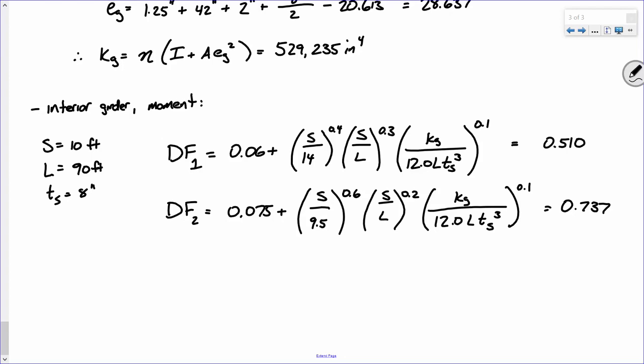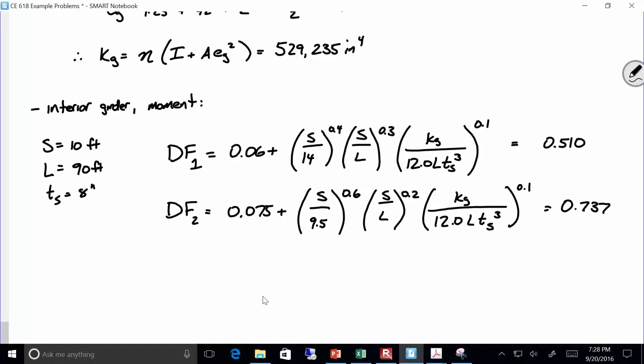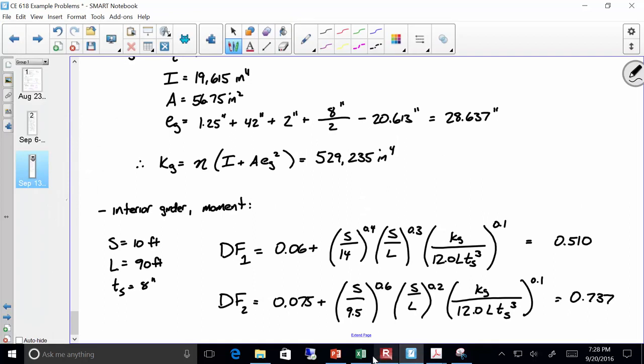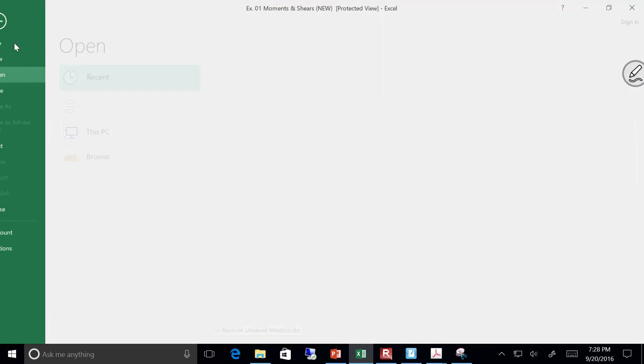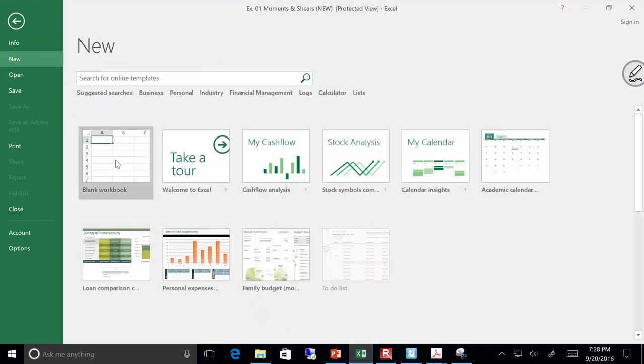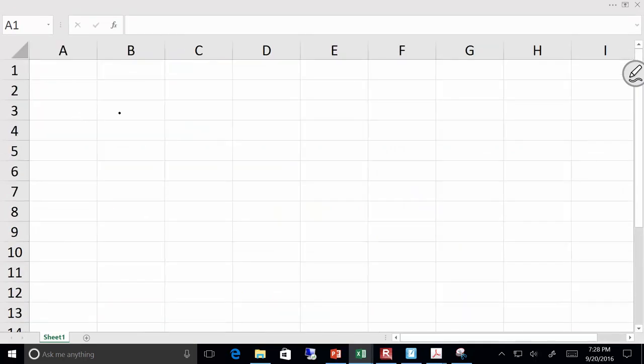I know these are involved. They're not hard. It's just a lot of plug and chug. Anybody else? What do you got? Hold on. We'll do it together real quick. Let me throw it on Excel. All right. So, we'll look at that later.